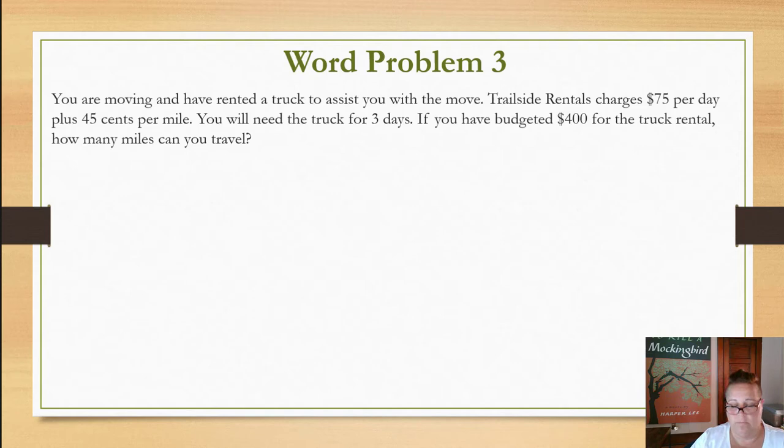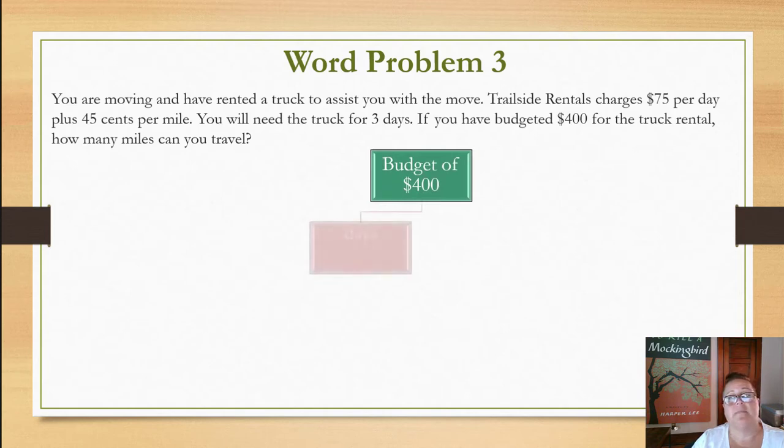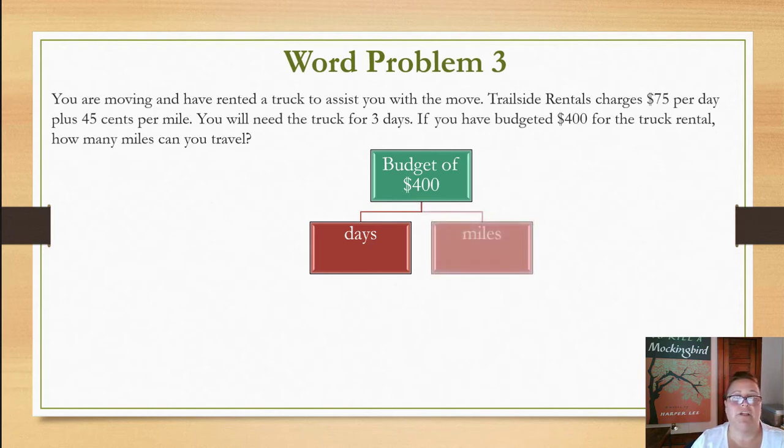So we have a total. That is our total budget of $400. That total budget is broken into 2 parts. We have the rentals daily, and we have the number of miles that we travel. Based on the information, the daily rental is $75 per day, and we're going to keep it for 3 days. So that will be 75 times 3. Our charge per mile is 45 cents per mile.